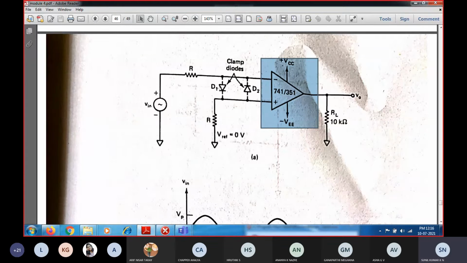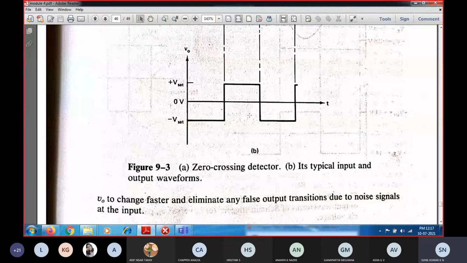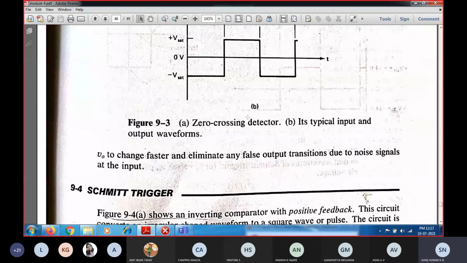So in today's class we are going to employ positive feedback. Whenever you employ positive feedback, as in the oscillator circuits, we have employed positive feedback. In the same way here, you are going to see the applications of the operational amplifier with respect to positive feedback. Also, in the last class, I just mentioned positive feedback as well as open loop.